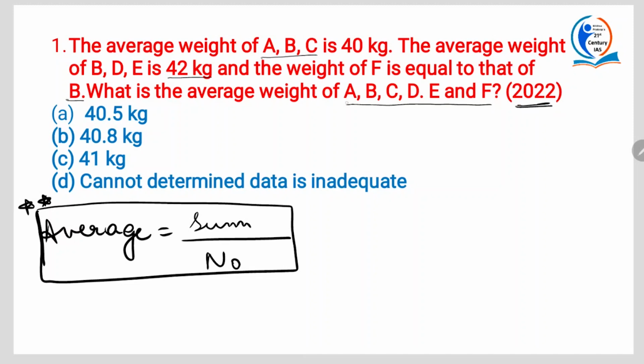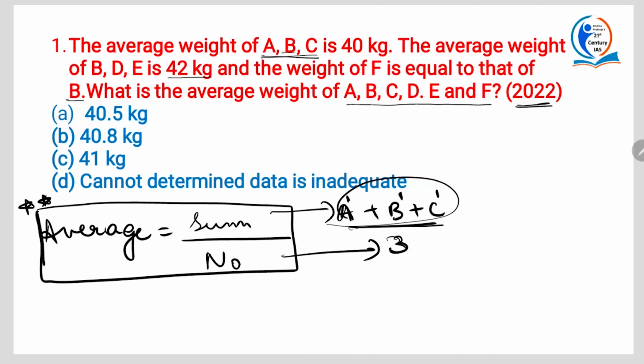Now A plus B plus C, there are three quantities, no? So A plus B plus C will be divided by 3. Just take the weight of A as A dash, weight of B as B dash, and weight of C as C dash. So what is the average weight of A, B and C? It is A dash plus B dash plus C dash by 3, the sum of their weights by the number, 3 fellows are there. It is 40 kgs.